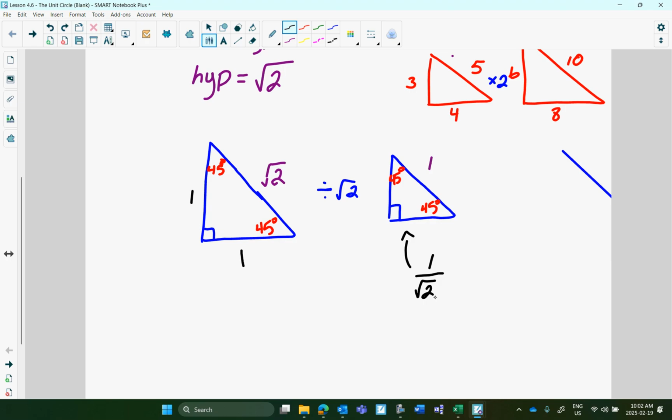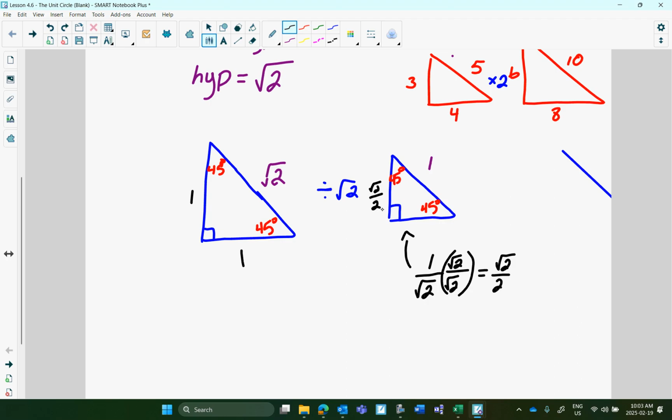But we normally don't leave radicals like this, do we? Where there's a square root in the denominator. How do I get rid of that? Multiply top and bottom by root 2. So when I do that, up top I get the square root of 2, and on the bottom I get 2. Obviously, because these two are the same, these two are going to be the same. So this is also going to be root 2.